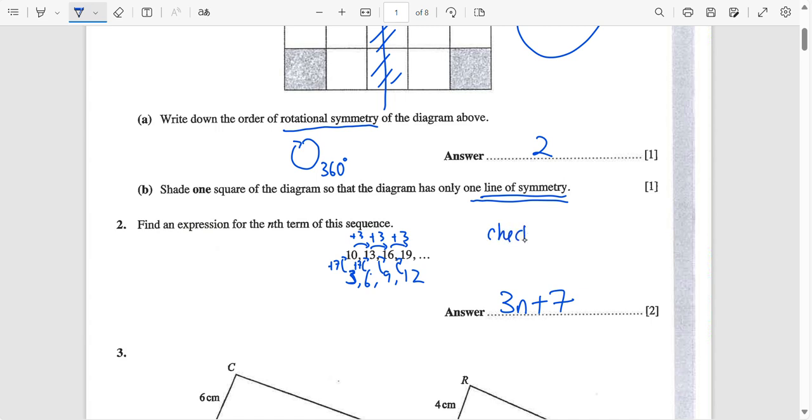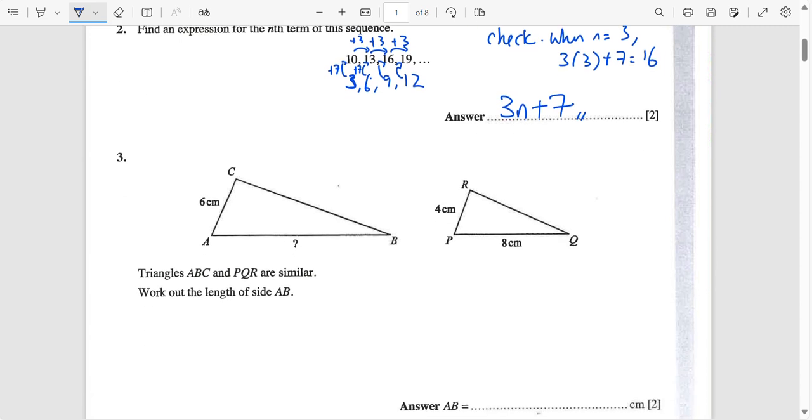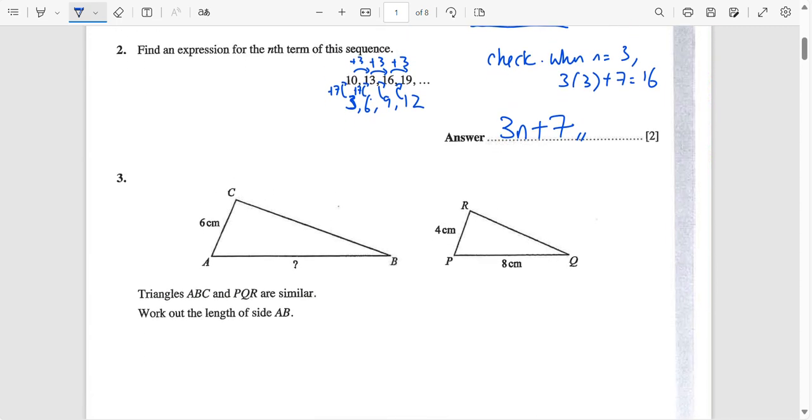And you can actually check. When n equals 3, your 3n plus 7 will be 9 plus 7, which is 16. So is my third term 16? Yes, it's 16. So I know my sequence is correct. My nth term is correct. Okay. All right, let's look at the next question.